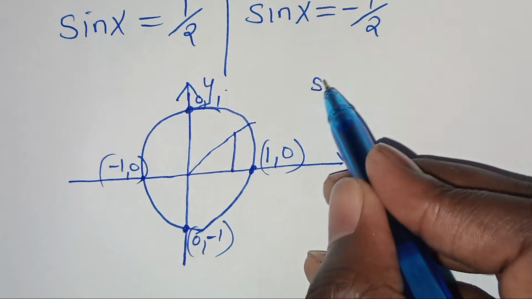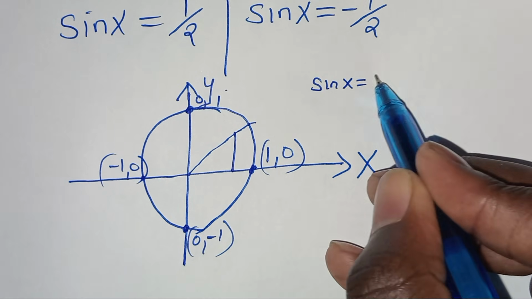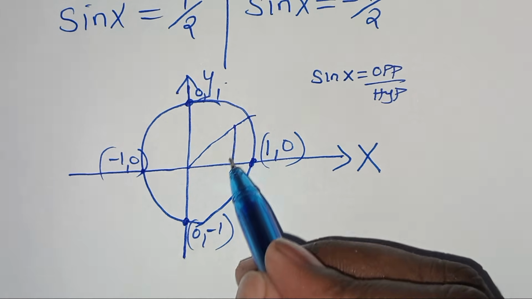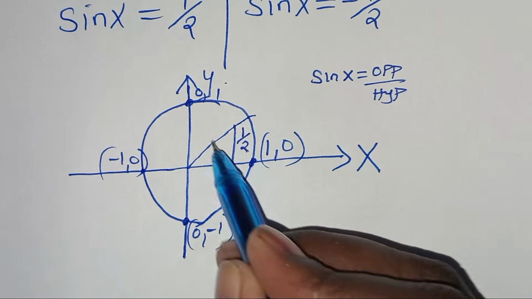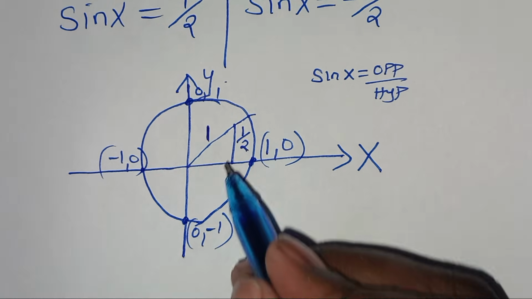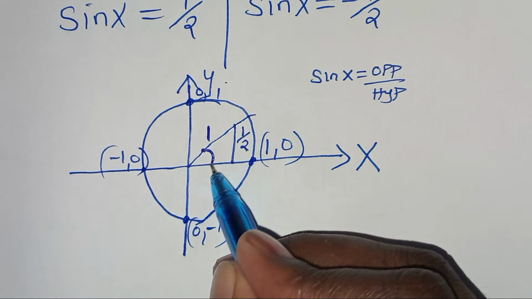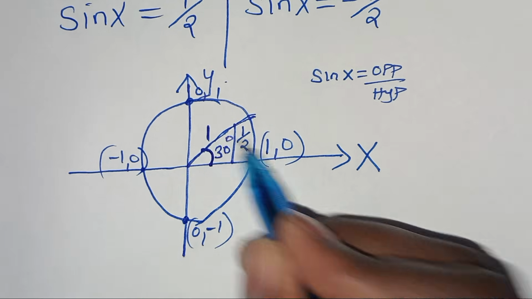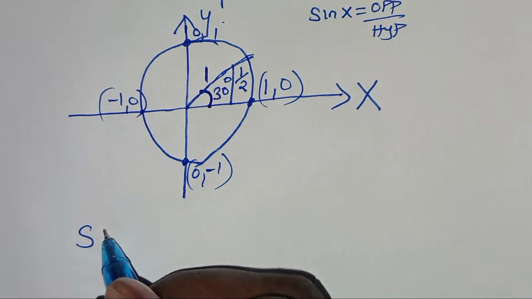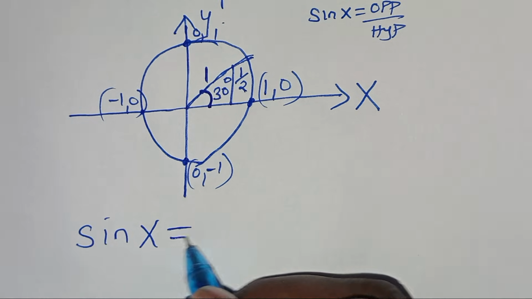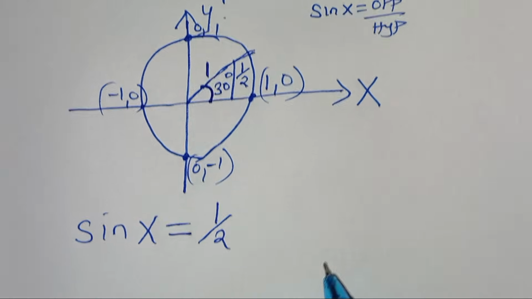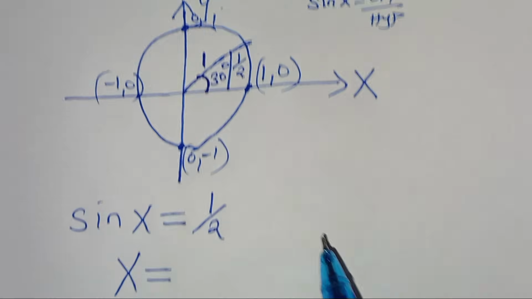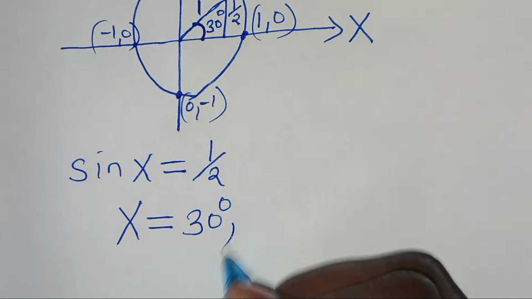We have that sine x is opposite over hypotenuse. So we have the opposite here, which is a half. Hypotenuse is 1. So this means that we have an angle here. The inverse sine of a half is 30 degrees. So we have sine x equal to a half. In this case, now we can determine the angles of x here. The first is 30 degrees. So let's put here 30 degrees.